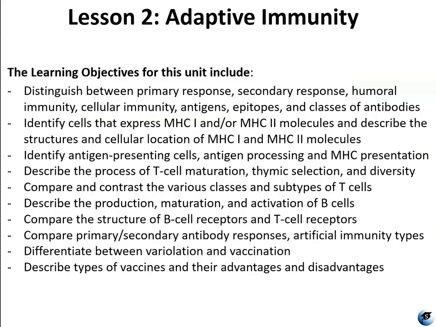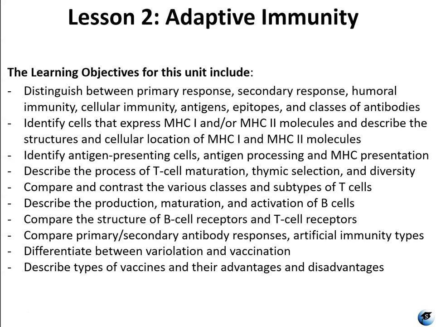The learning objectives for this unit include distinguishing between primary response, secondary response, humoral immunity, cellular immunity, antigens, epitopes, and different classes of antibodies. We're also going to identify cells that express MHC1 and/or MHC2, so that's your major histocompatibility proteins. We're going to describe the structures and cellular location of these molecules. We'll identify antigen-presenting cells, antigen processing and MHC presentation, the process of T cell maturation, thymic selection, and diversity.